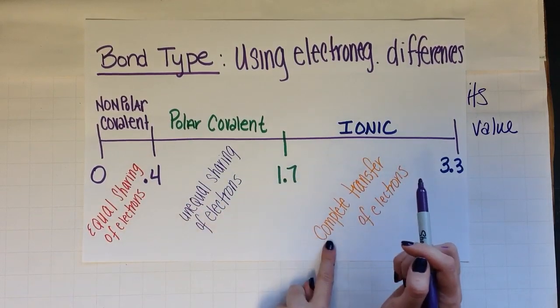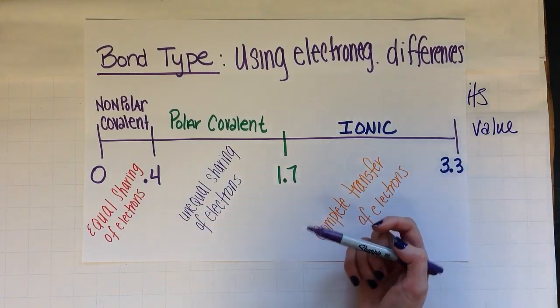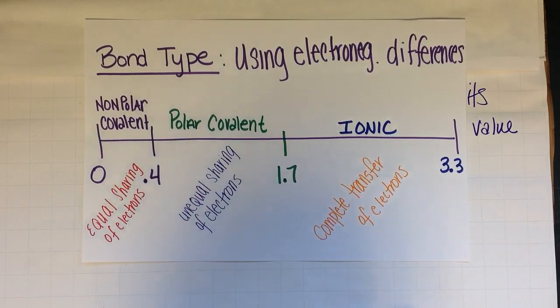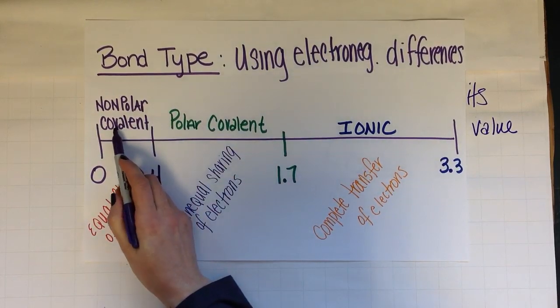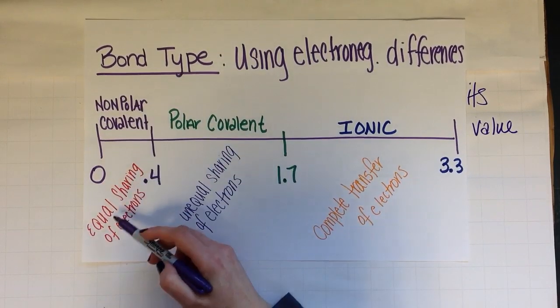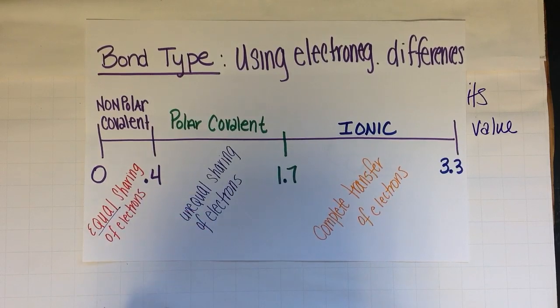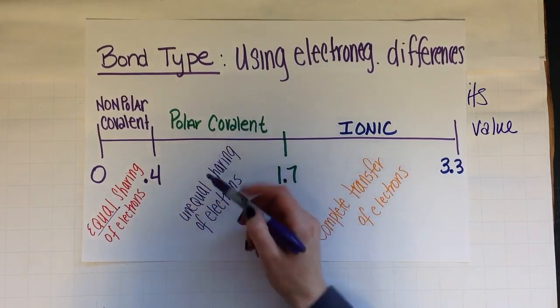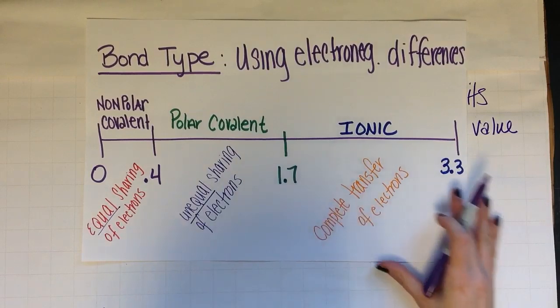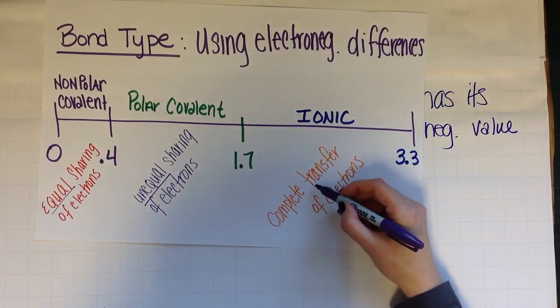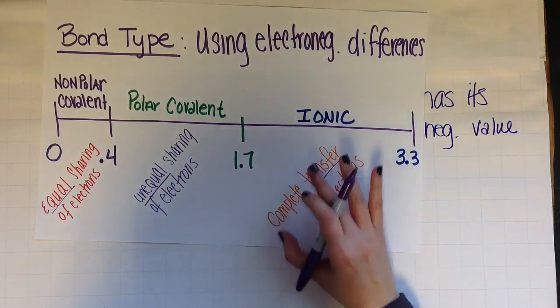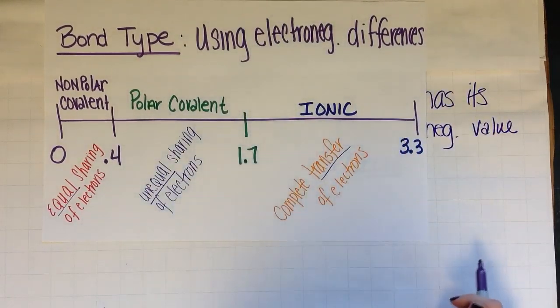What's the difference between these types of bonds? A nonpolar covalent is, again, covalent is between nonmetals, but nonpolar means equal sharing of electrons. Polar covalent means unequal, as we heard earlier. And ionic, as we know, is a complete transfer of electrons. They're not sharing at all. They're just saying, here, take my electrons.